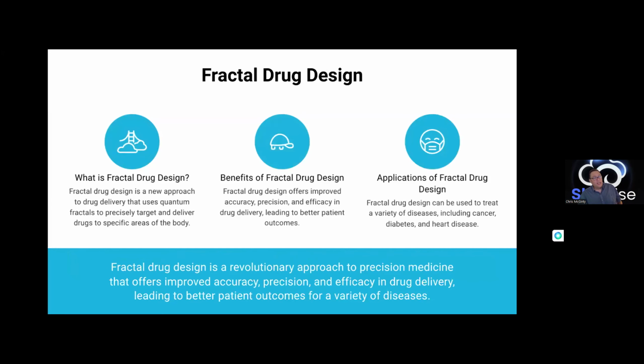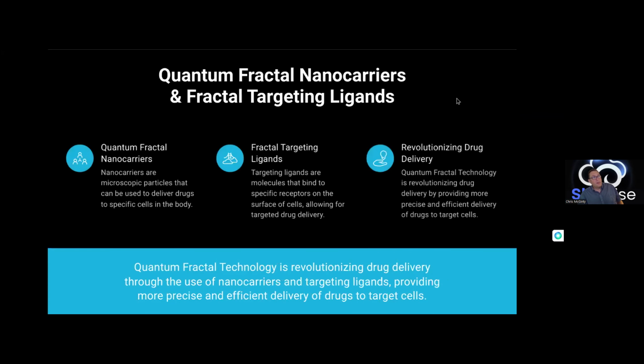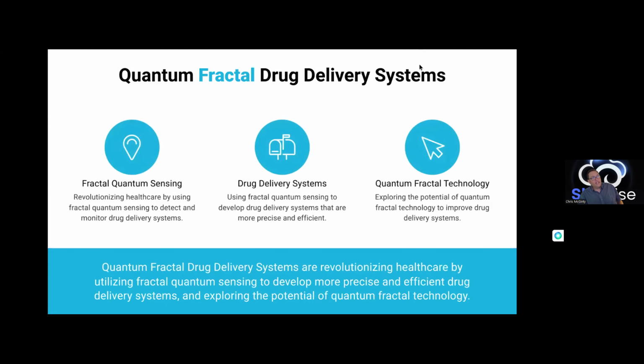They work better, and they bind better. There's many different types of things. So we're actually using the fractal qualities of the molecules themselves and within our body to bind and to use even the targeting. So there's nanocarriers and then fractal ligands that would go into the design of these proteins. And then there's a fractal drug delivery system that goes with it as well.